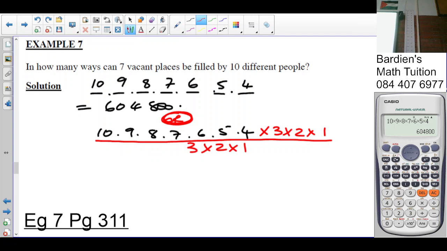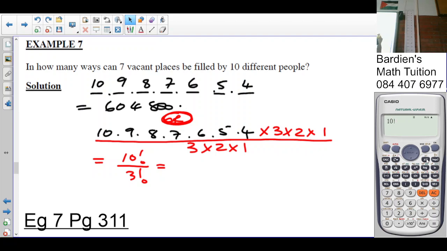So if you look at the numerator, that is simply 10 factorial over 3 factorial. And if we calculate this, 10 factorial over 3 factorial is indeed 604,800.